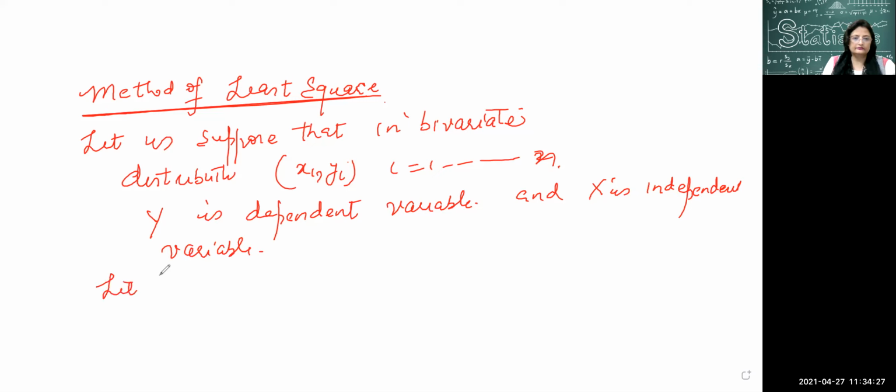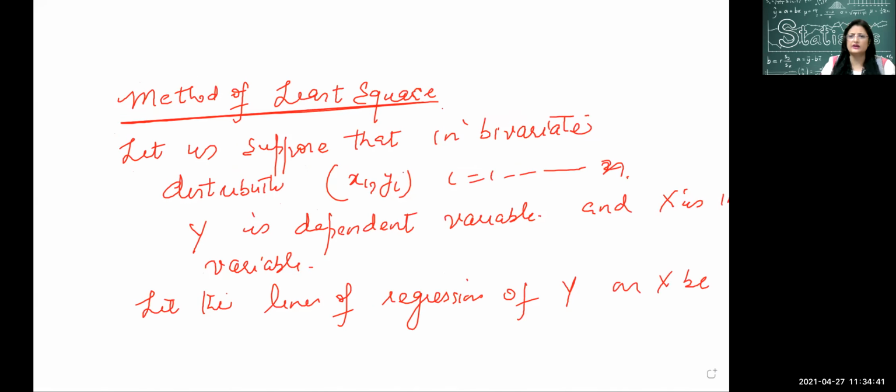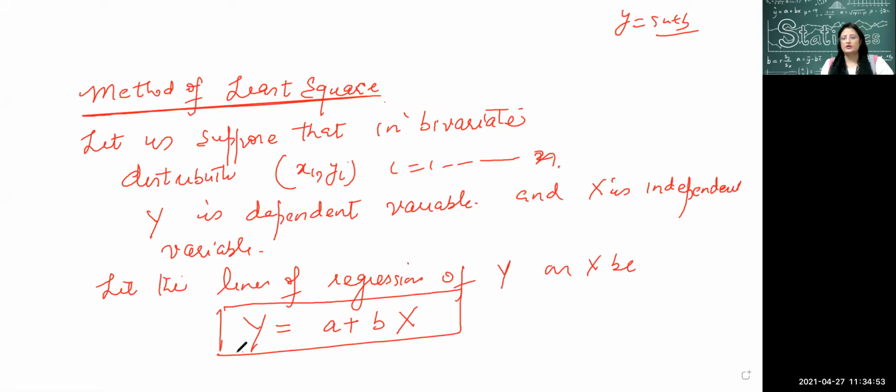Let the line of regression of y on x be, I was taking the line again and again in front of you, y is equal to ax plus b, okay? So similarly, we will take capital Y is equal to a plus bx. We have taken this line of regression. So here, what is A and what is B? We don't know. We have to find the value of A and B in such a way that the value of Y will have a best estimate.